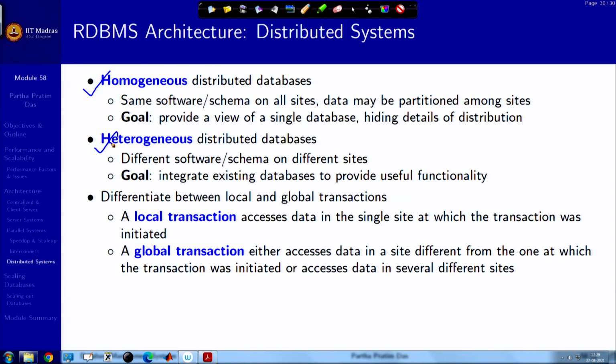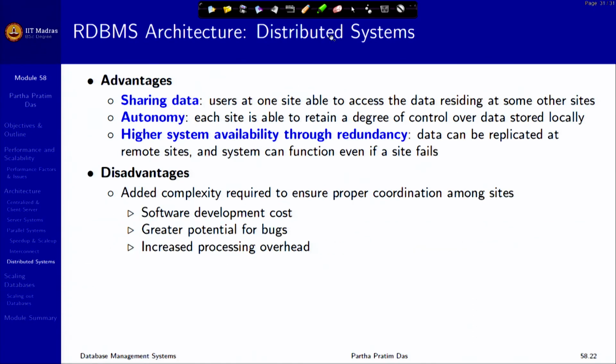So, you have different software schema at different sites and different goals. You could process transactions locally at one node, or you can process transactions globally across different nodes. So, these are the characteristics of the distributed systems.